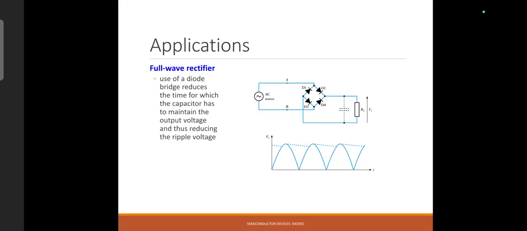Full wave rectifier. A full wave rectifier is more efficient than a half wave rectifier. It uses 4 diodes connected in a bridge configuration. In this circuit, both the positive and negative cycles of the AC input are converted into the same polarity at the output. Since both half cycles are utilized, the output is smoother and the ripple voltage is much lower. This is why full wave rectifiers are widely used in power supply circuits.